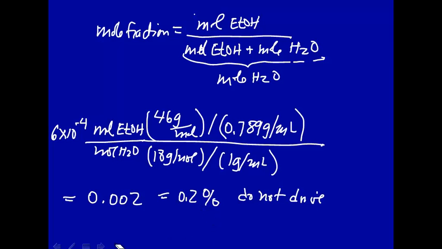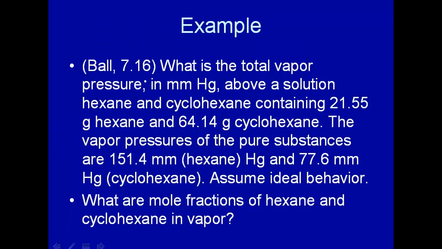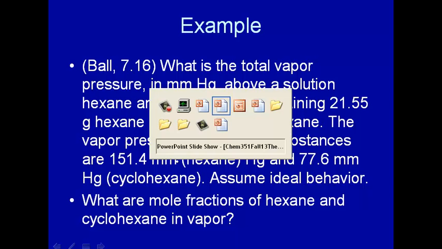All right, well, anyway, that's sort of a digression. Thought you might be interested in that. Let's look at another example. This is actually for introductory chemistry. You should know how to do this already, but nonetheless, we'll go ahead and do it. Well, we have this problem in Ball. What is the total vapor pressure above a solution that contains hexane and cyclohexane? It gives the amount of grams of those two compounds, and gives the vapor pressures of the pure substances. Assume ideal behavior. Okay. Well, let's go ahead and do that.